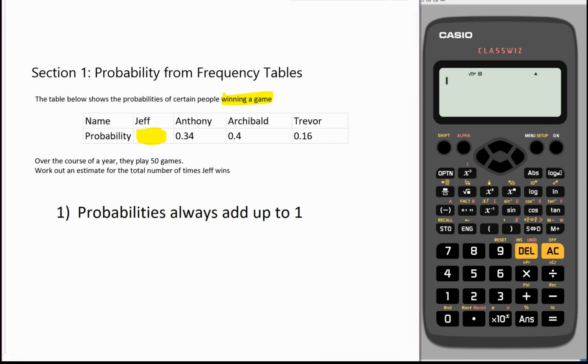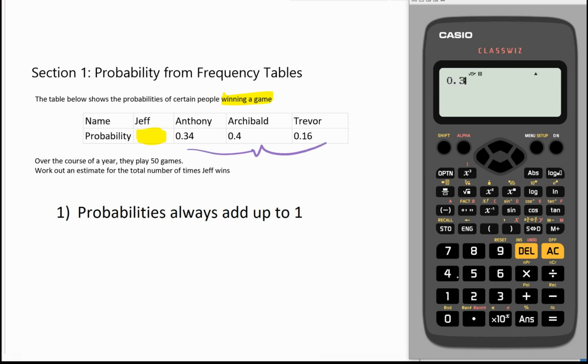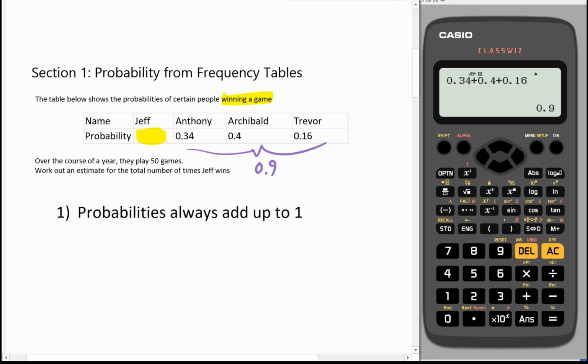So let's do that now. If we add up these 3 people, and we have a calculator for this, so 0.34 plus 0.4 plus 0.16, that gives us 9/10, or as a decimal, 0.9. However, because probabilities must always add up to 1, that means the odds of Jeff winning is going to be 0.1. Okay. Then reading the rest of the question, they play a total of 50 games.